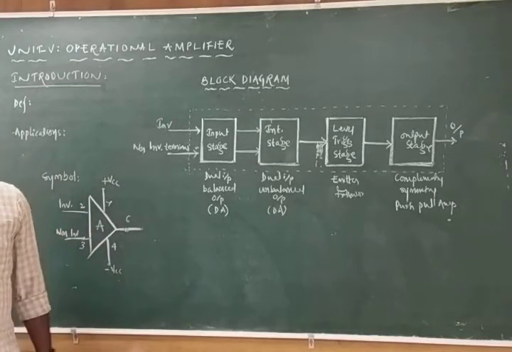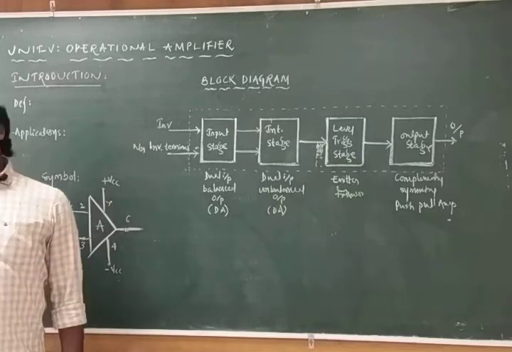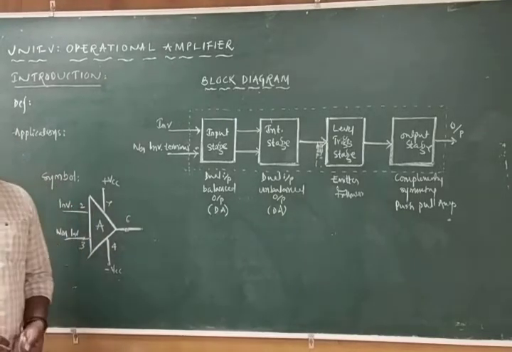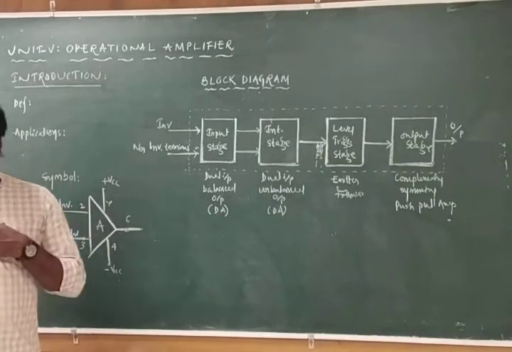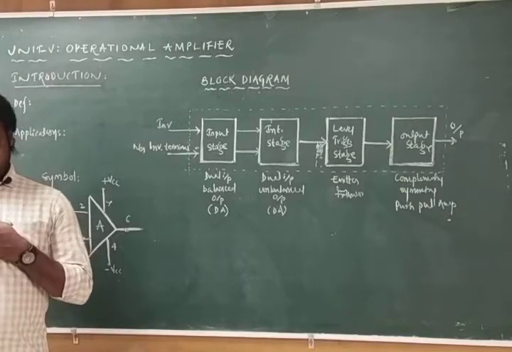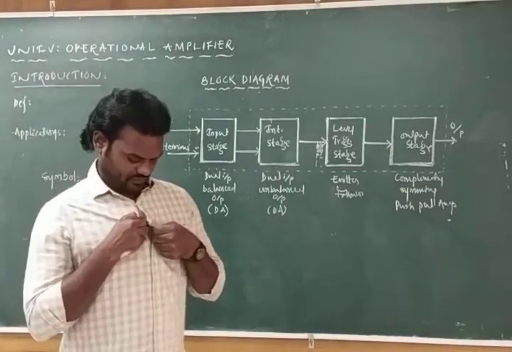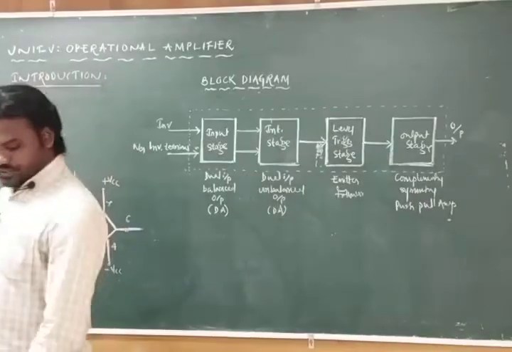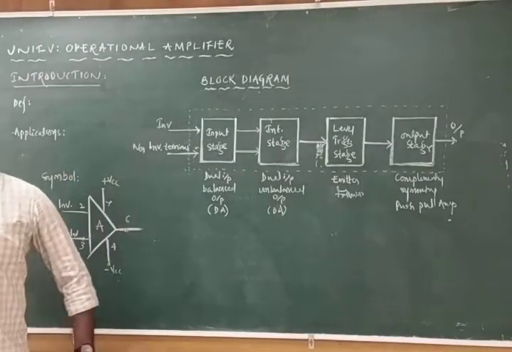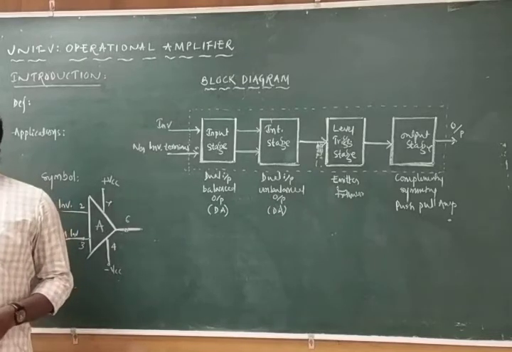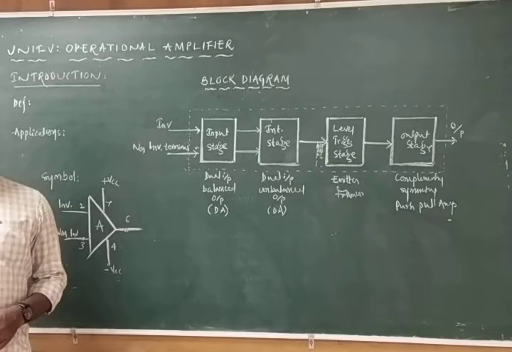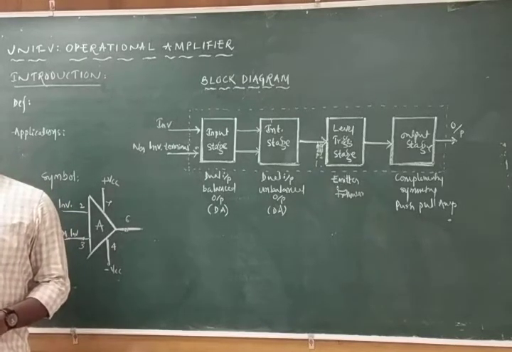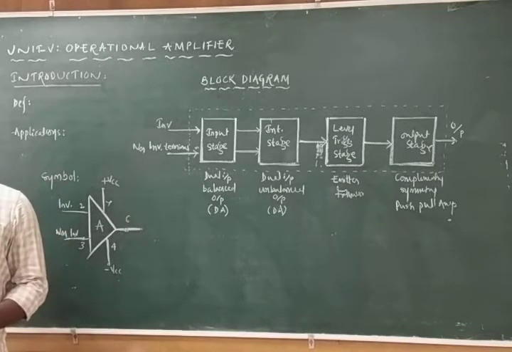In today's class, I am going to start the 5th unit. The unit name is Operational Amplifier. That means one class of amplifier which can provide distinguished properties or applications compared to the normal amplifier circuit.